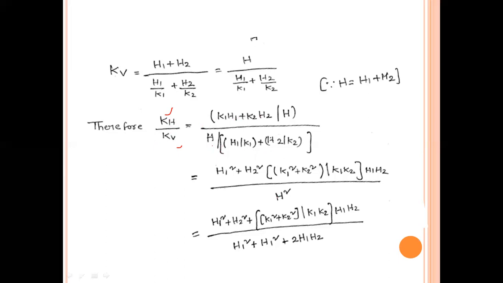H into H2 divided by, multiply H square. Then taking common H1 square plus H2 square. Finally, K1 square plus K2 square divided by K1 K2 into H1 into H2. So finally, H1 square plus H2 square plus K1 square plus K2 square divided by (K1 plus K2) into H1 by H2, divided by H1 square plus H1 H2 square plus 2H1 H2.